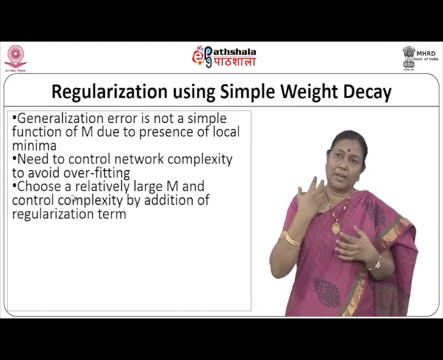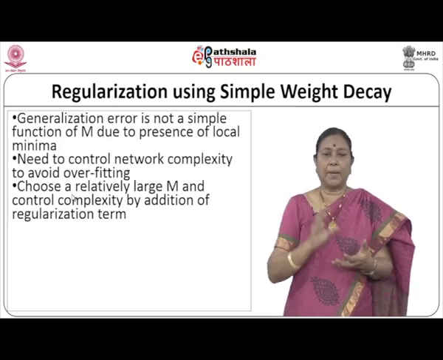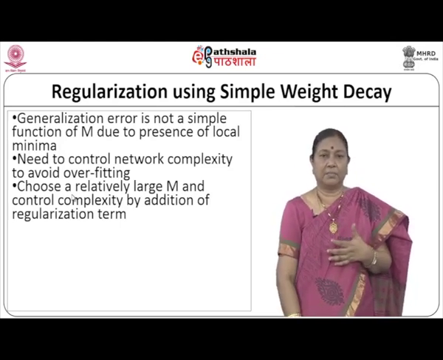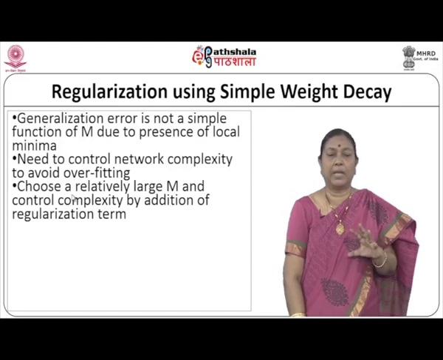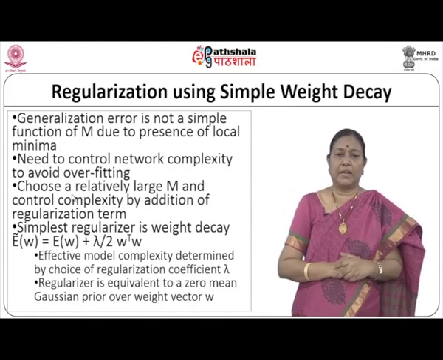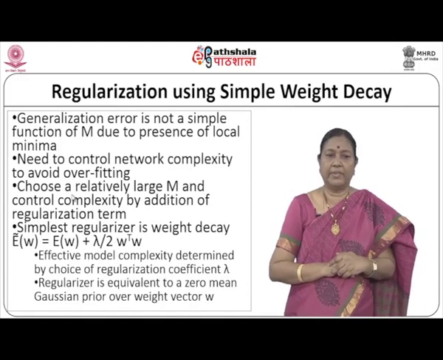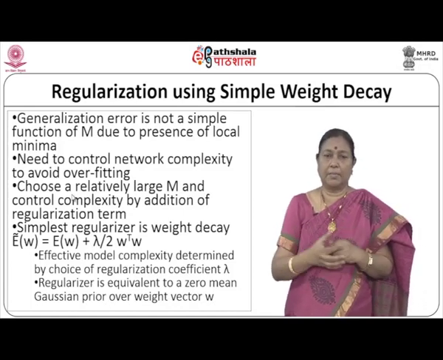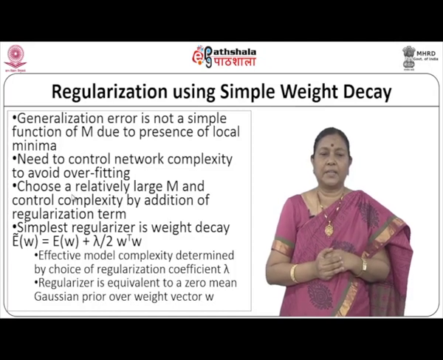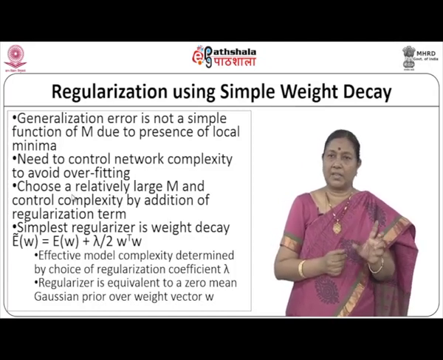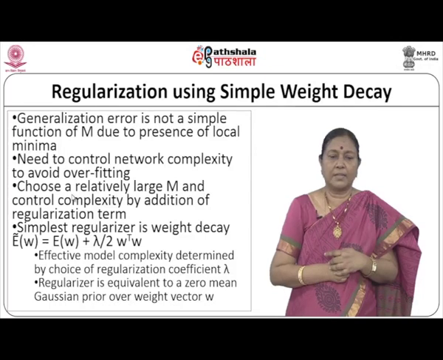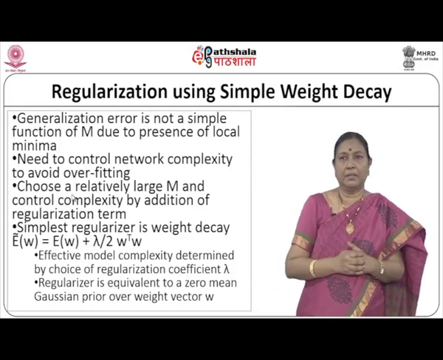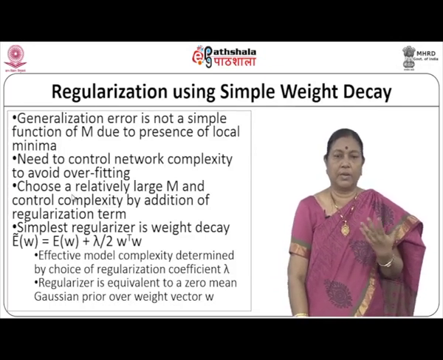So, you choose a relatively large m and control complexity by adding a regularization term. Have large m, do not reduce m. The simplest regularizer is weight decay, which will reduce the weights as you increase the number of units. Effective model complexity is determined by the choice of the regularization coefficient lambda. The regularizer is equivalent to a zero mean Gaussian prior on the weight vector.